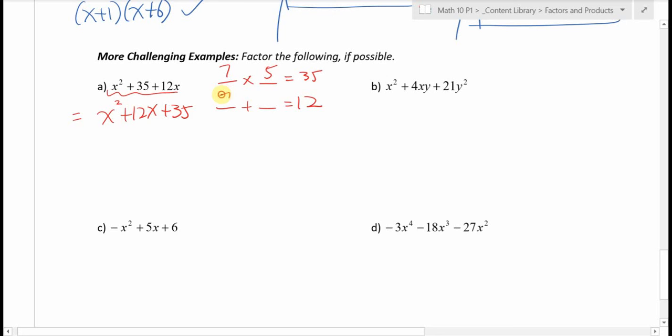So once you have that in the right order, then you can see it's 7 and 5 is our combination here. So x plus 7 and x plus 5. Okay, so that's part A. Hopefully that one's not too bad.